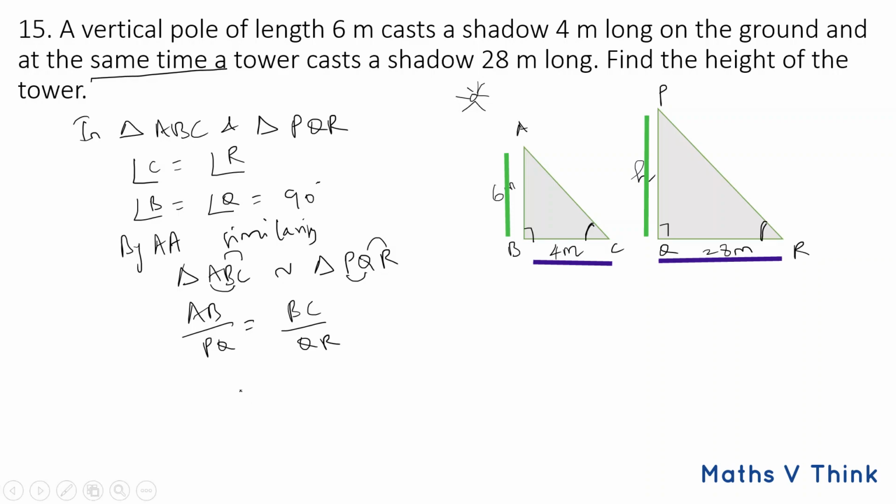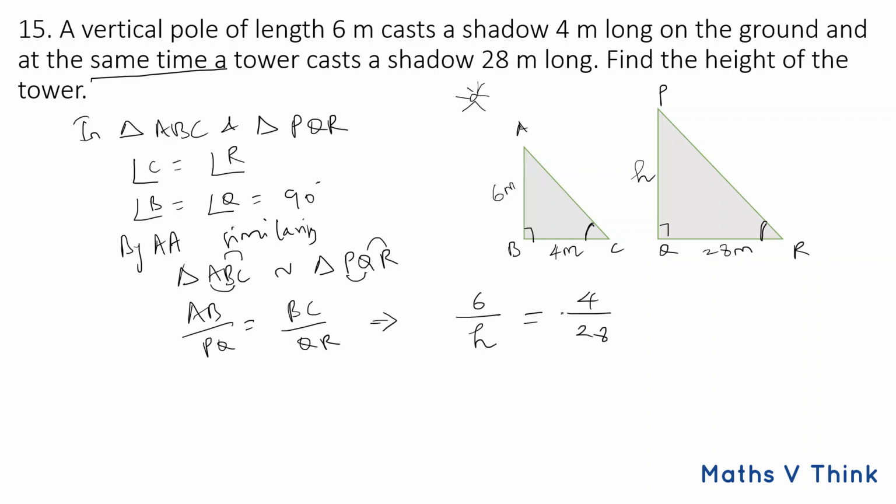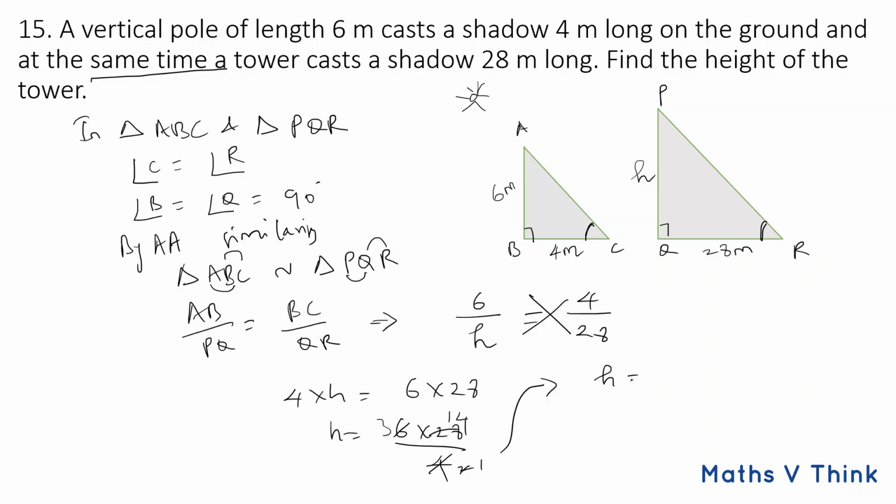So substituting the values, AB is 6, PQ is H, we need to find, BC is 4, QR is 28. So cross multiplying, 4 into H is equal to 6 into 28. So H is equal to 6 into 28 by 4. 2 2s are 4, 2 3s are 6, 2 1s are 2, 14s are 28. So H is equal to 3 into 14, nothing but H is equal to 3 into 14 is 42 meters. So we have found the height of the tower.